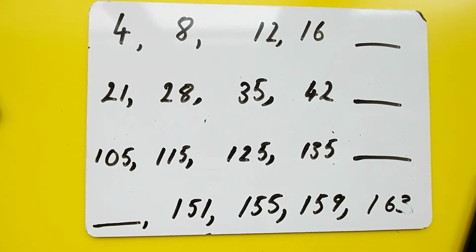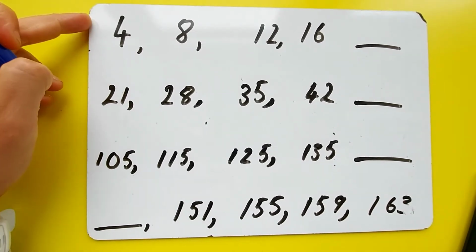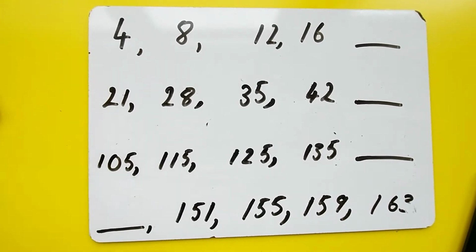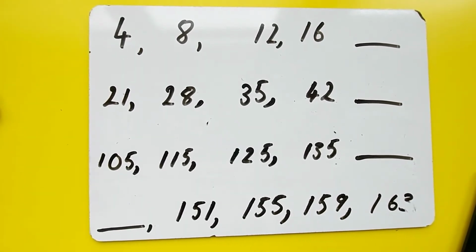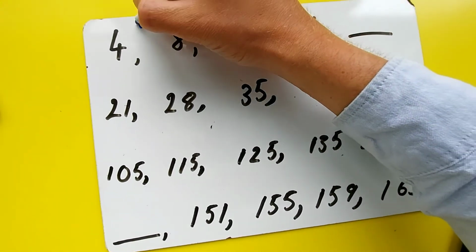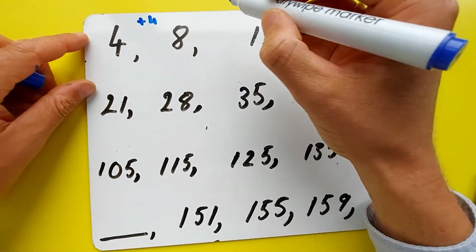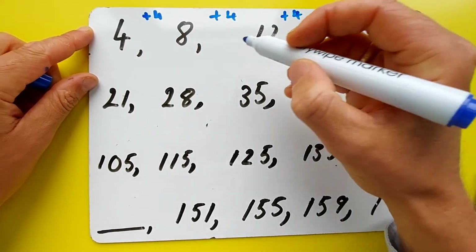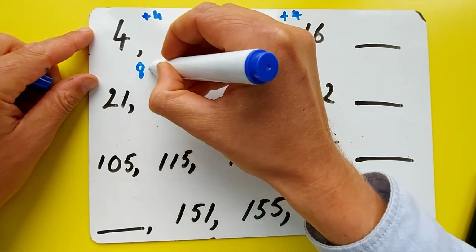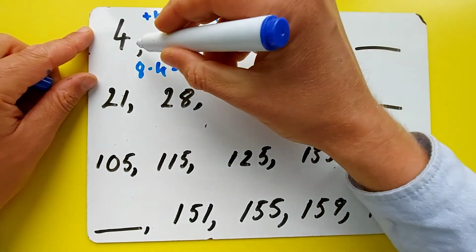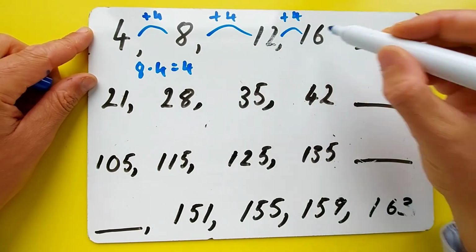So let's look at the first one. It's 4, 8, 12 and 16. Now this should be quite an easy one. You might just see straight away that these numbers are in the 4 times tables. That means their rule is that you add 4 each time. I could work that out by doing 8 take away 4 would equal 4, and that would give me the rule, but I can see it here. So each time it jumps by 4.